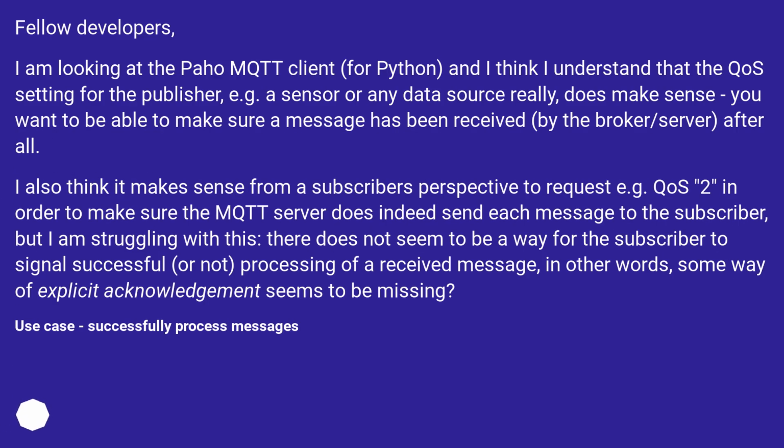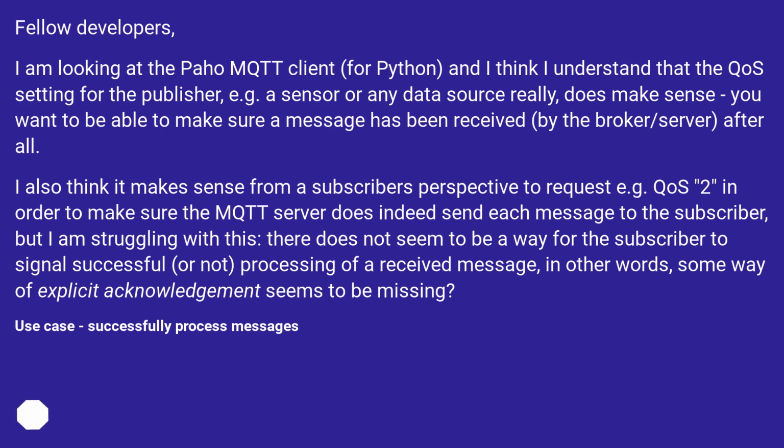Fellow developers, I am looking at the Paho MQTT client for Python, and I think I understand that the QoS setting for the publisher, for example a sensor or any data source really, does make sense. You want to be able to make sure a message has been received by the broker/server, after all.